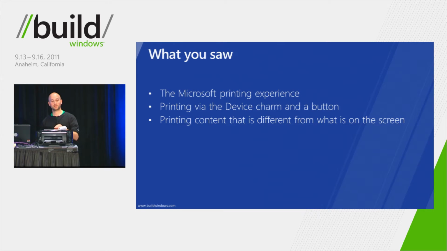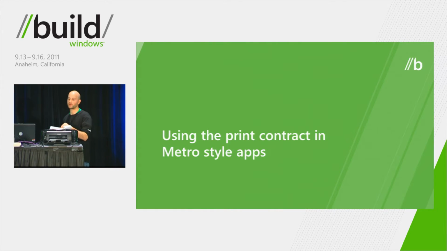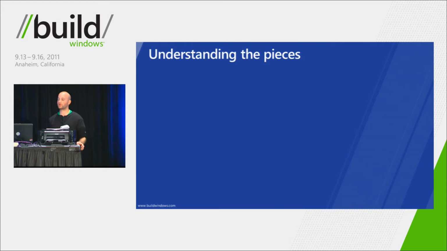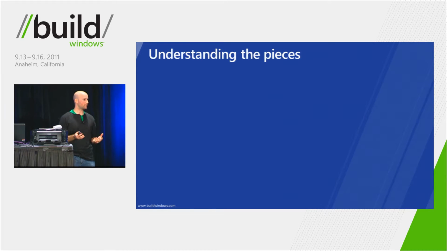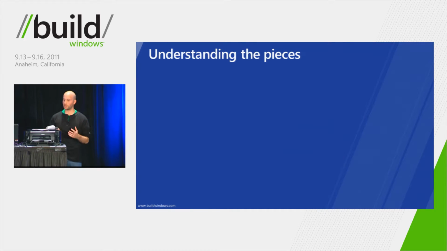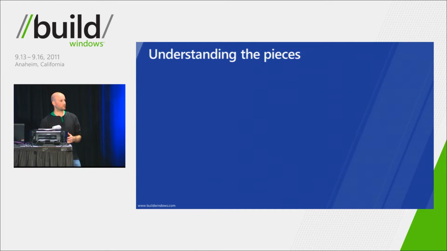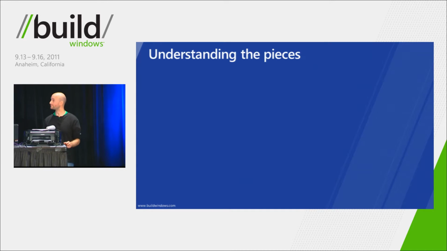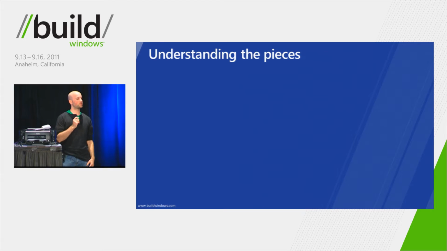But first, before we talk about how to use the print contract, you really need to understand some of the core concepts in Metro style printing. Because when we first went through the process of brainstorming, designing, and ultimately building the Metro style printing experience, we really took a step back to focus on printing. We really wanted to provide you with the best experience possible so that you can provide your users with the best experience possible. So in Windows 8, just focus on the content.